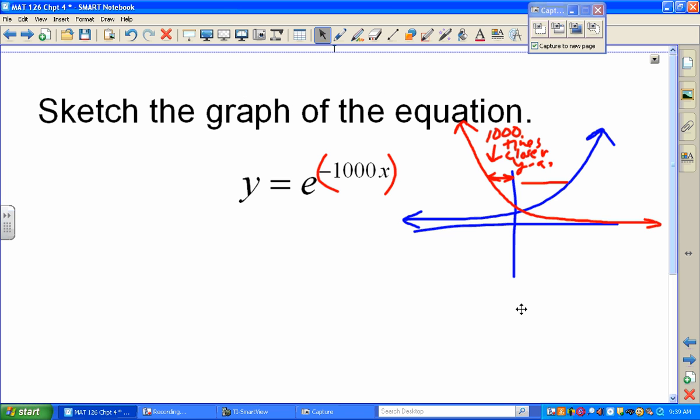The blue line is the original graph. Then the red line is the result of the changes. Right. Negative flips over the y-axis because it's inside the parentheses, and 1,000 makes it closer to the y-axis.